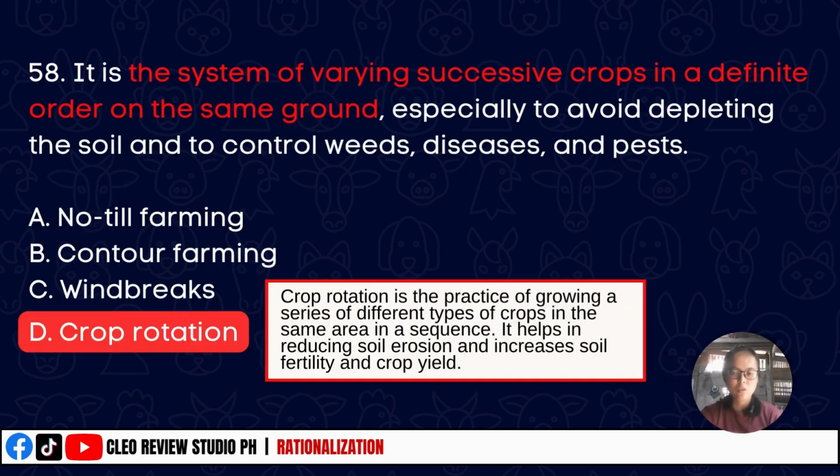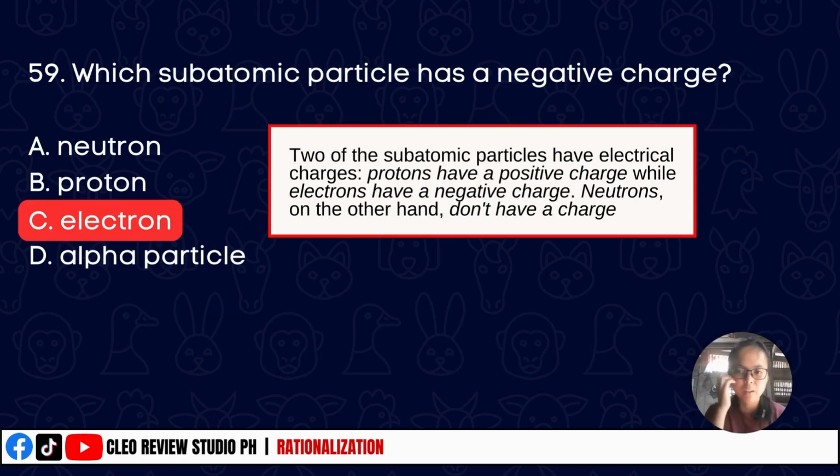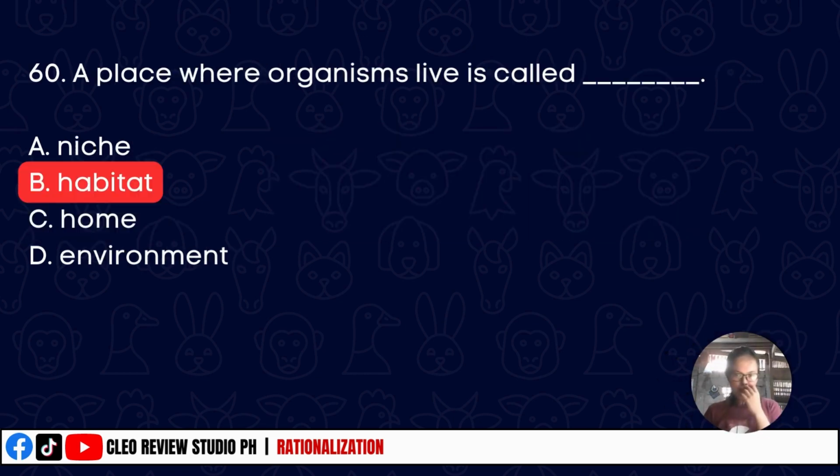Next question. So in this question, the clue word, the system of varying successive crops in a definite order on the same ground. The correct answer is crop rotation. Which subatomic particle has a negative charge? Tandaan, meron tayong 3 subatomic particles. Protons have a positive charge, electrons have a negative charge, and neutrons don't have a charge. A place where organisms live is called blank. The correct answer is habitat.